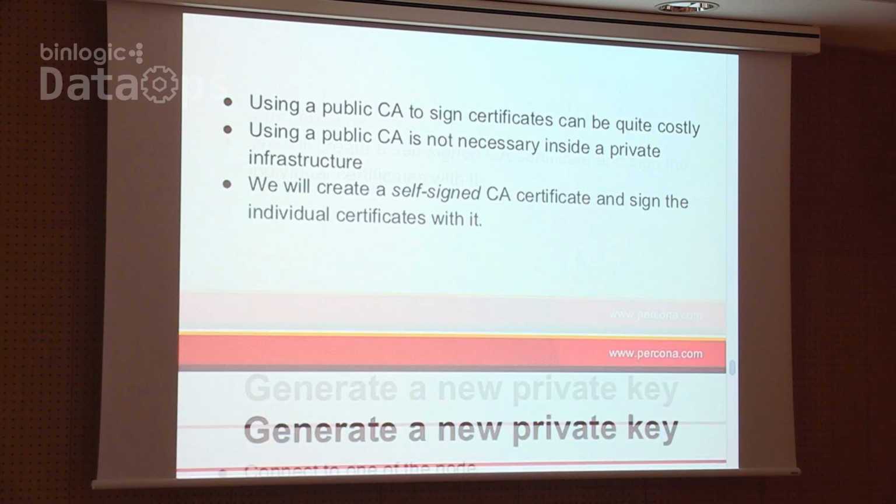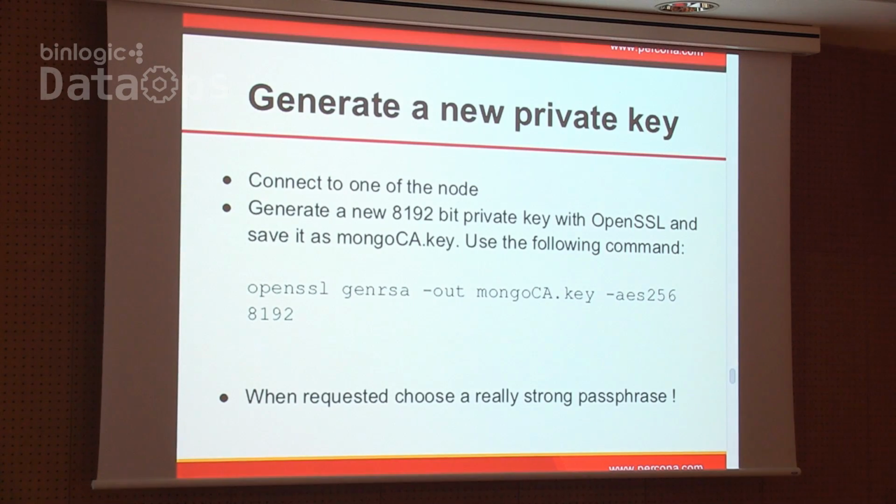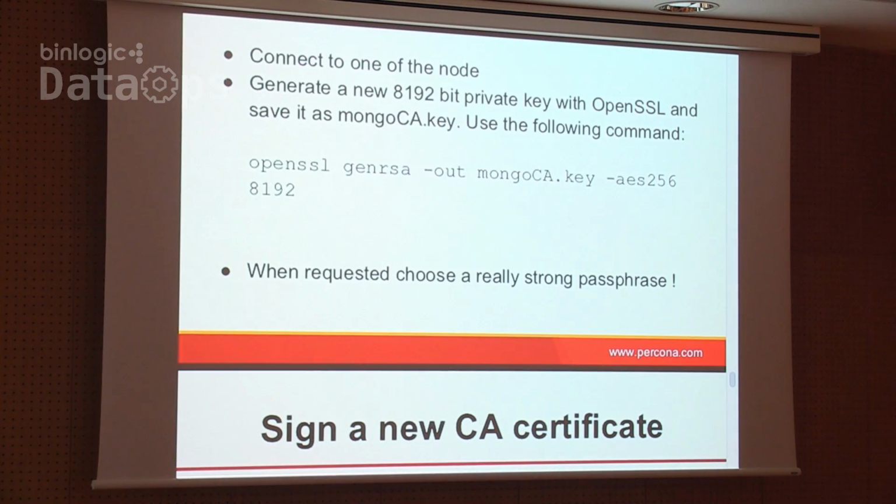So to do this, first I generate a new private key using OpenSSL. This command is basically how OpenSSL generates certificates. So I'm going to generate a fake certification authority, a new private key, a new key for our fake certification authority. And the new key is mongoca.key. And also, when you are requested to enter the passphrase, just choose a really strong passphrase.